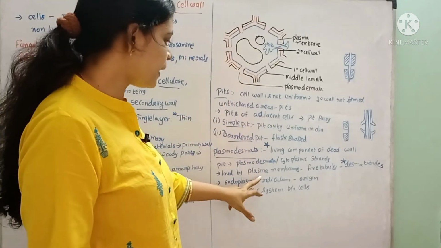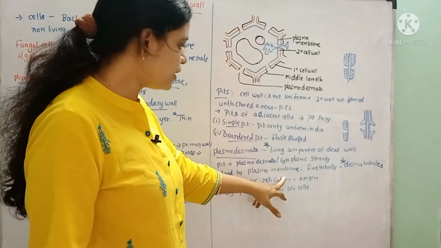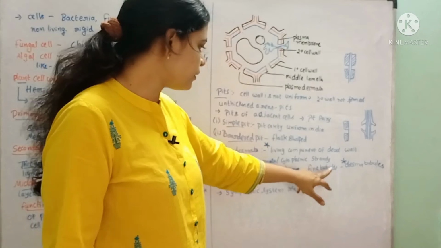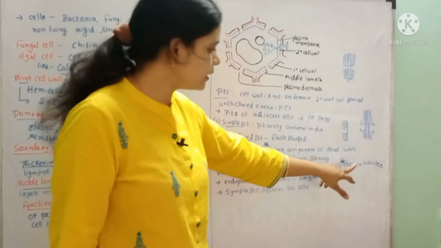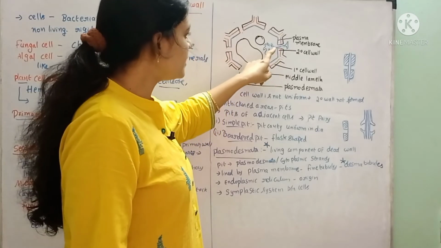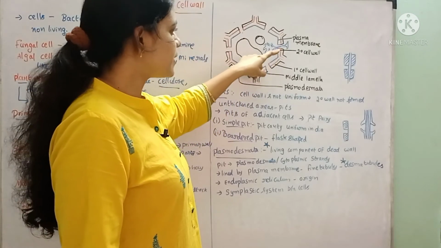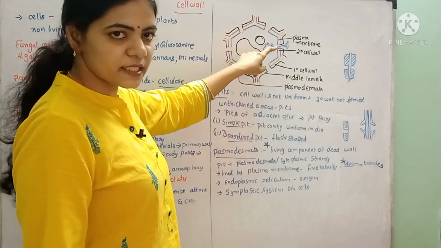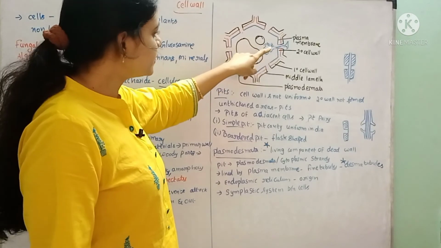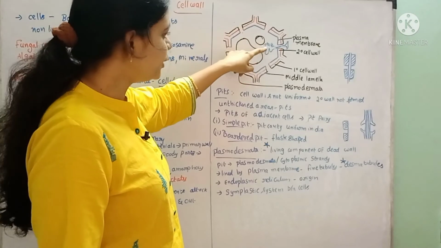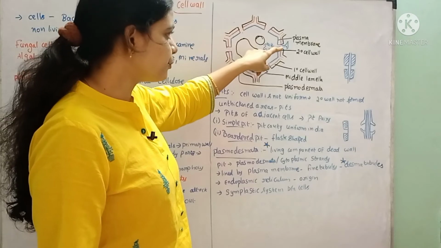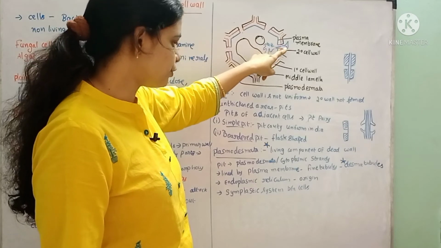These Plasmodesmata are lined by plasma membrane, and consist of fine tubules. Within the Plasmodesmata, what are present? Fine tubules are present. They are called desmotubules. What are they called? The fine tubules present within the Plasmodesmata are called desmotubules. This originates from the endoplasmic reticulum. From the endoplasmic reticulum, fine tubules arise, which are called desmotubules.